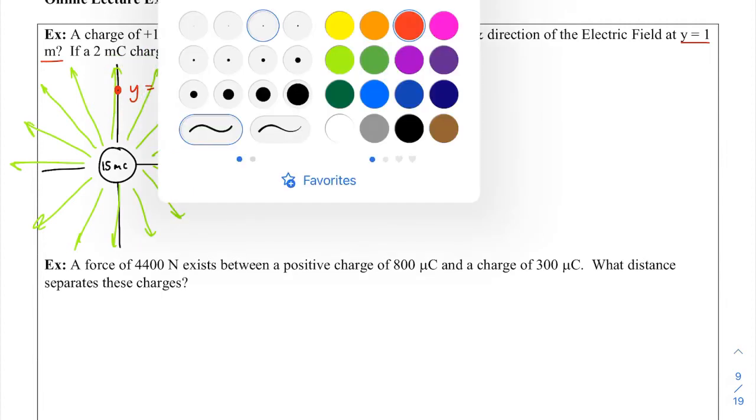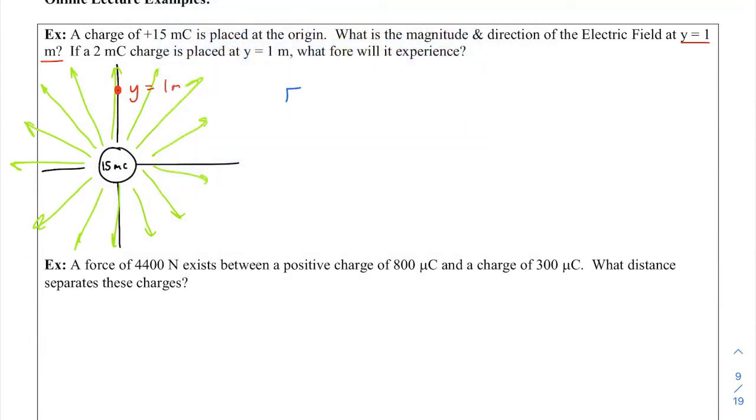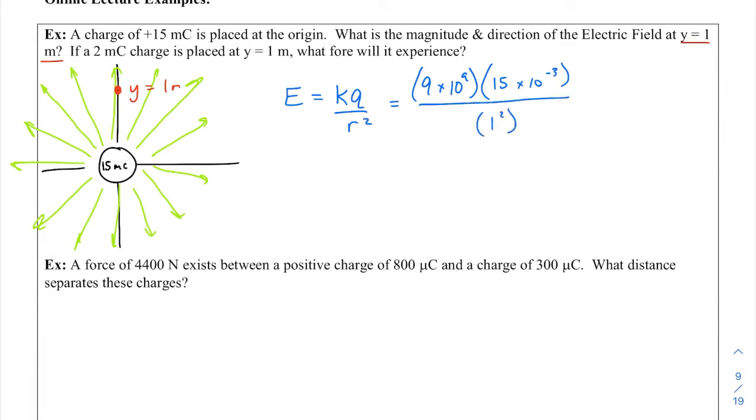In terms of the calculation for electric field, that is going to come from our model here. Electric field is equal to kQ over r squared, where Q is the numerical value of the charge, r is the distance from where the charge is to where our point of interest is, like where we are asking for the electric field, and k is Coulomb's constant. Recall that Coulomb's constant is 9 times 10 to the 9. Q is the value of our charge, which is 15 millicoulombs, so 15 times 10 to the negative 3, and then divide that by that distance squared, so that's 1 meter squared.